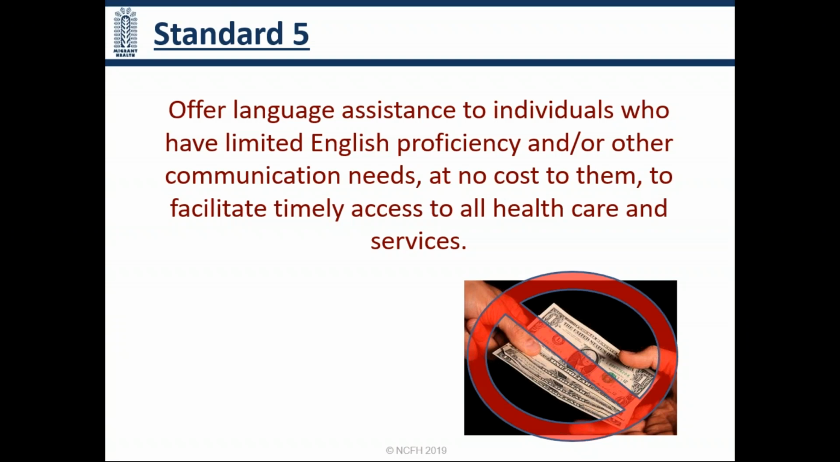Standard 5 is about offering language assistance to individuals who have limited English proficiency and or other communication needs at no cost to them to facilitate timely access to all healthcare and services. So the key word here is offering. You want to have available interpreters, have those tools to be able to do that.